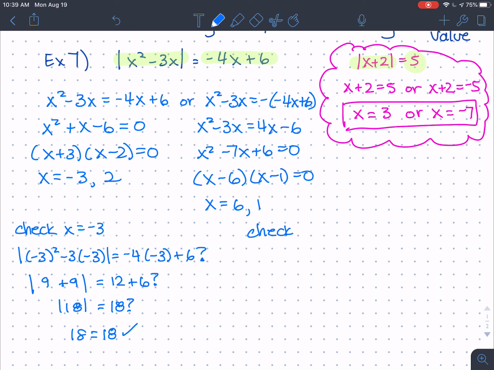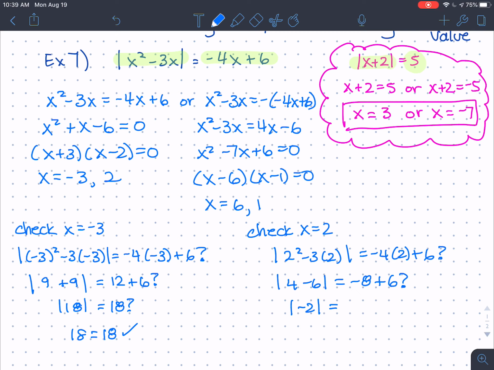And we just keep doing this. Now we're going to check x equals 2. Absolute value of 2 squared minus 3 times 2 equals negative 4 times 2 plus 6. I have 4 minus 6 in the absolute value. Will that equal negative 8 plus 6? Will the absolute value of negative 2 equal negative 2? And no, because now I wind up with positive 2 equals negative 2, and we know that's not true. So x equals 2 is extraneous.